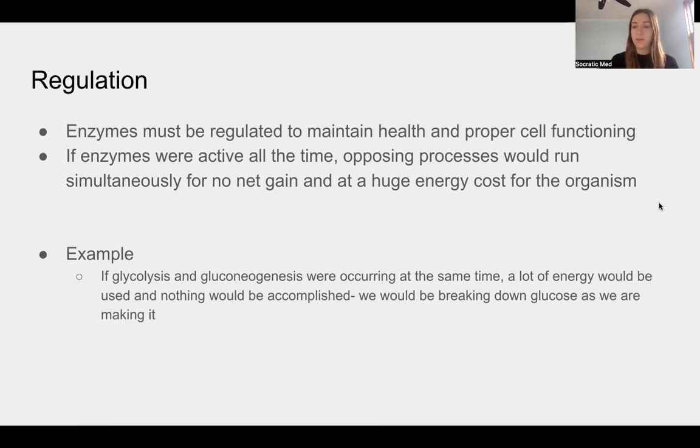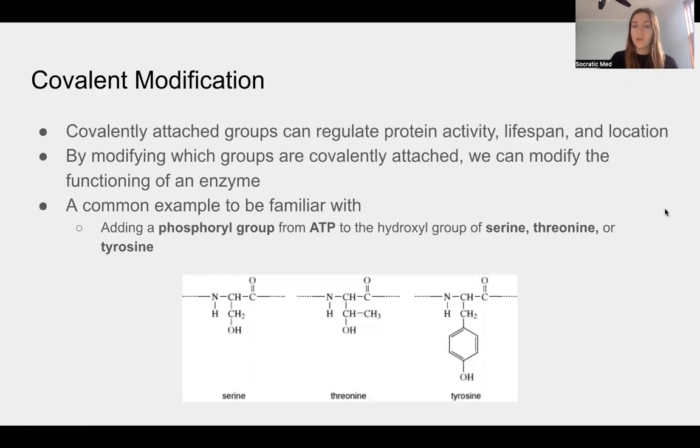And why they are. And there are various ways that they can be regulated. So one of those ways is covalent modification. This is when you can have covalently attached groups that regulate protein activity, lifespan, and location. So by modifying which groups are covalently attached to an enzyme, you can modify its functioning.